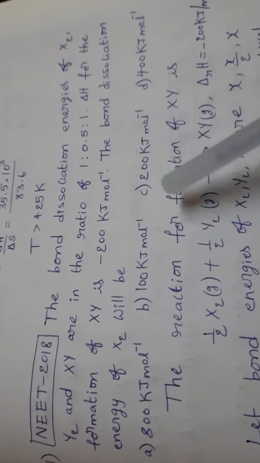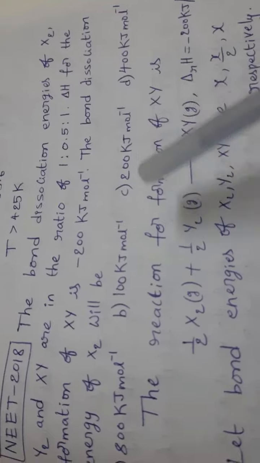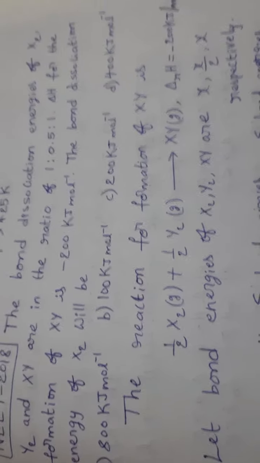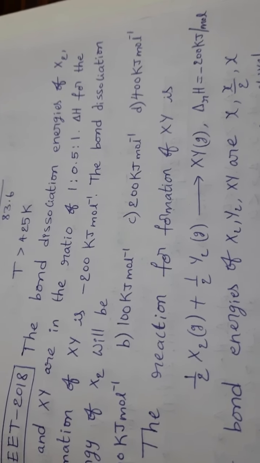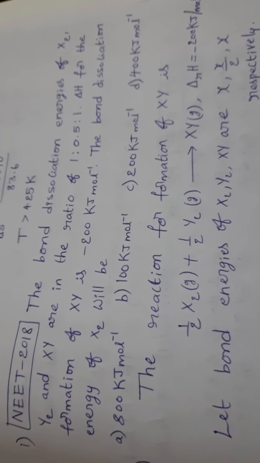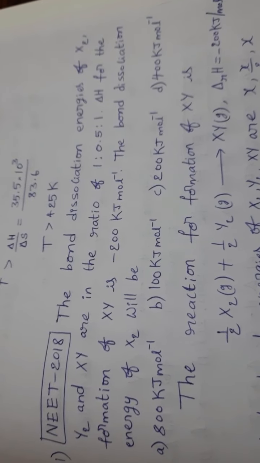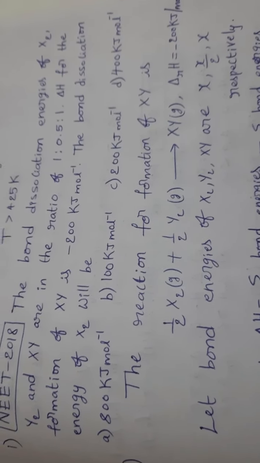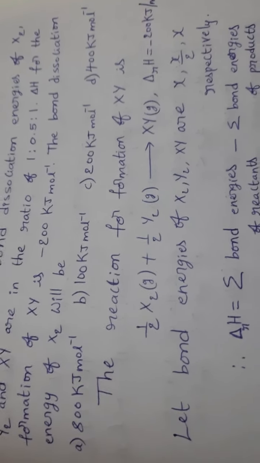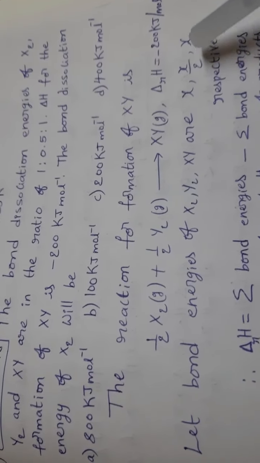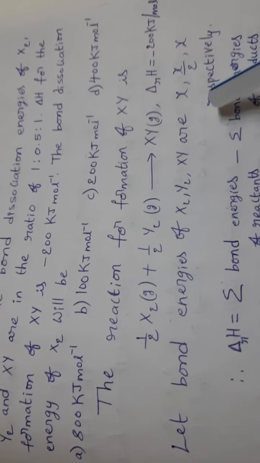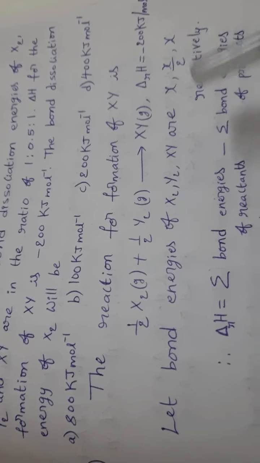Okay. So for the formation of XY, what is the suitable reaction? Half X2 plus half Y2 gives rise to XY. Enthalpy of the reaction delta RH equal to minus 200 kilojoule per mole. Now, bond dissociation energies ratio is given. Now, let bond energies of X2, Y2 and XY be X, X by 2, X respectively. Because here ratio is this one. This ratio we consider in this way for simple calculation.